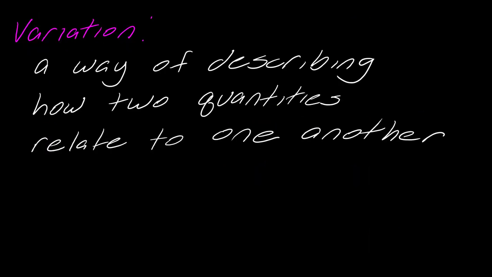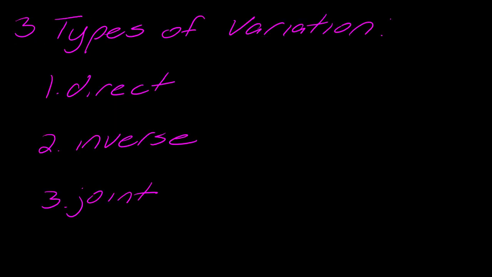So let's start by talking about what variation is. This is a way of describing how two quantities relate to one another. There are three types of variation: direct, inverse, and joint. First things first, we need to define these, starting with direct variation.